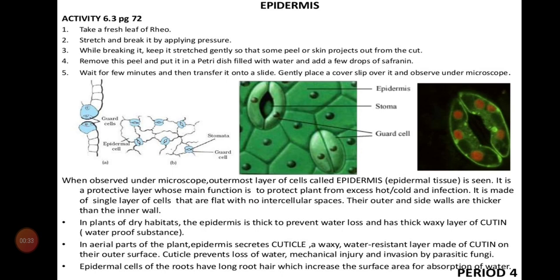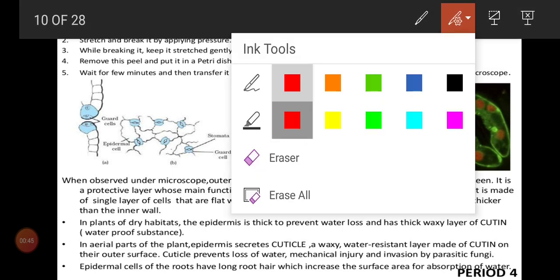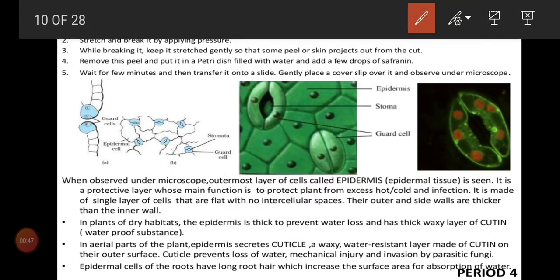What is epidermis? Where can we see the epidermis? We can see the epidermis in the outer layer of the plant. Actually this is a practical, so after reopening we'll do this practical. I'll just give some idea regarding the epidermis. The outermost layer of cells is called epidermis.